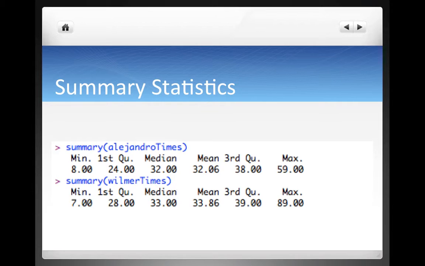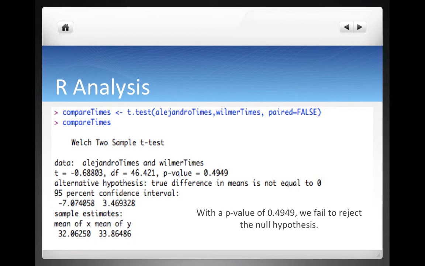So once I determined the data was symmetric and therefore roughly normally distributed, I decided to go ahead and do my t-test. For that, I used the t-test function where I plugged in the raw data for Alejandro and the raw data for Wilmer. And I also indicated that the data was not paired. And this is the output that R provided. As you can see, we have a t-score of negative 0.69 and a p-value of 0.4949. And we have a 95% confidence interval of negative 7.07 to 3.47.